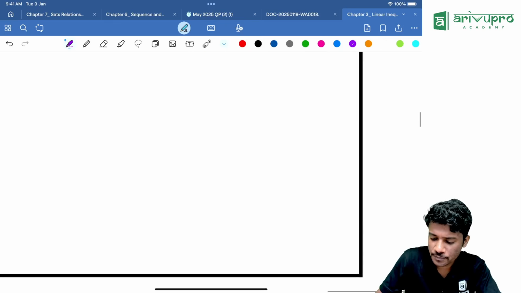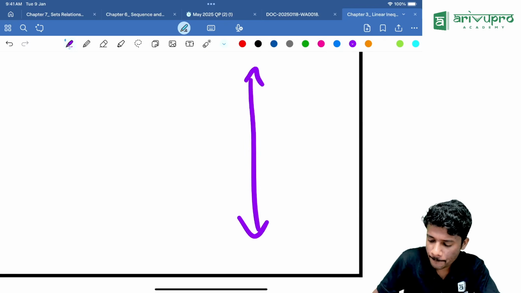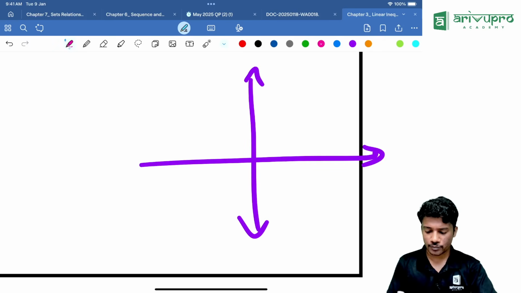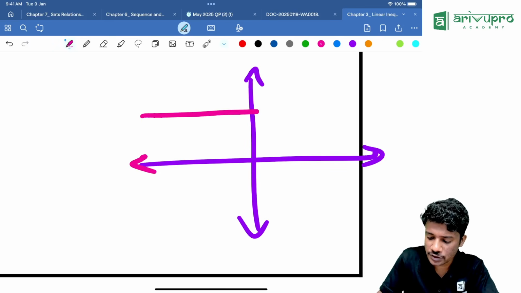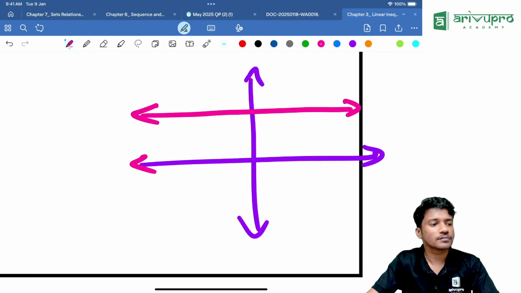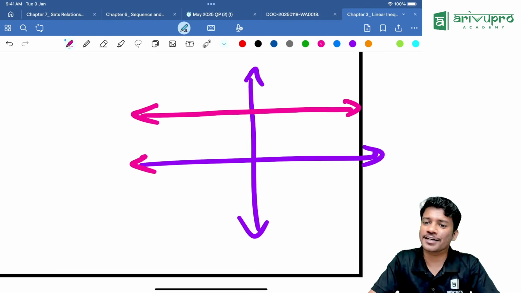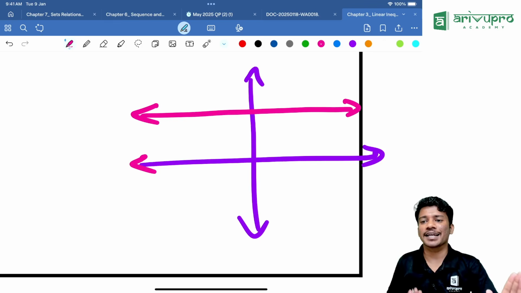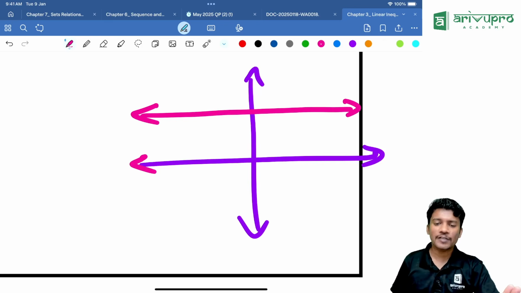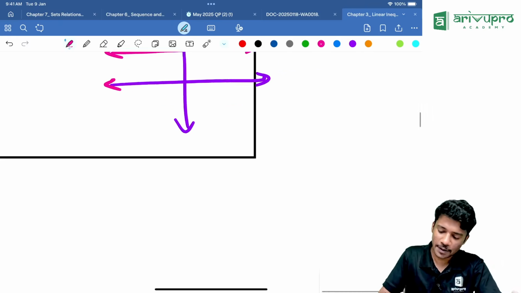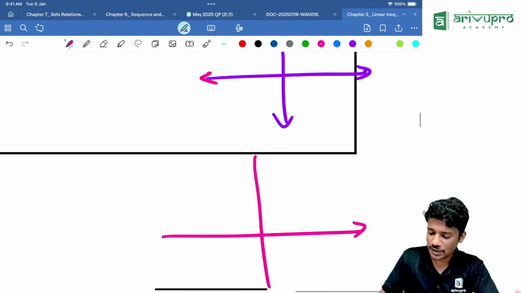Now I will change it. The graph is looking like this. This is the graph. Yes, y is a constant. That means the y value is a constant. That means the graph will be looking like this. Now I will tell you a different thing. This is the graph, okay?